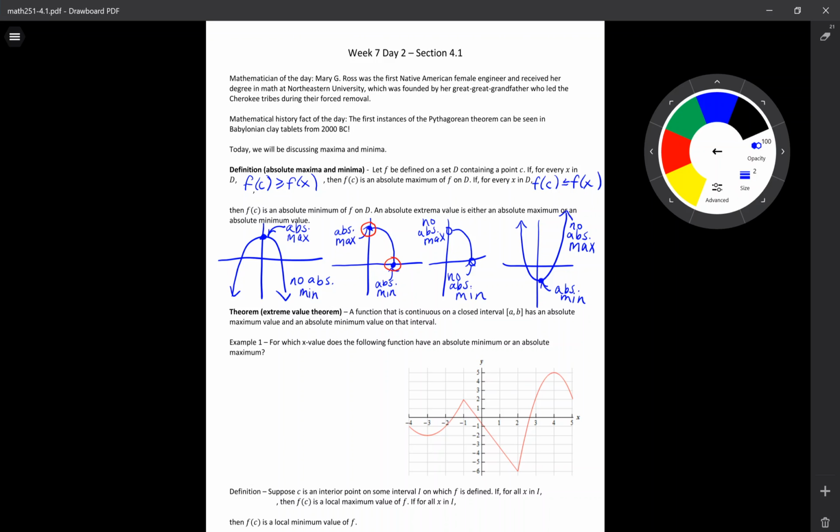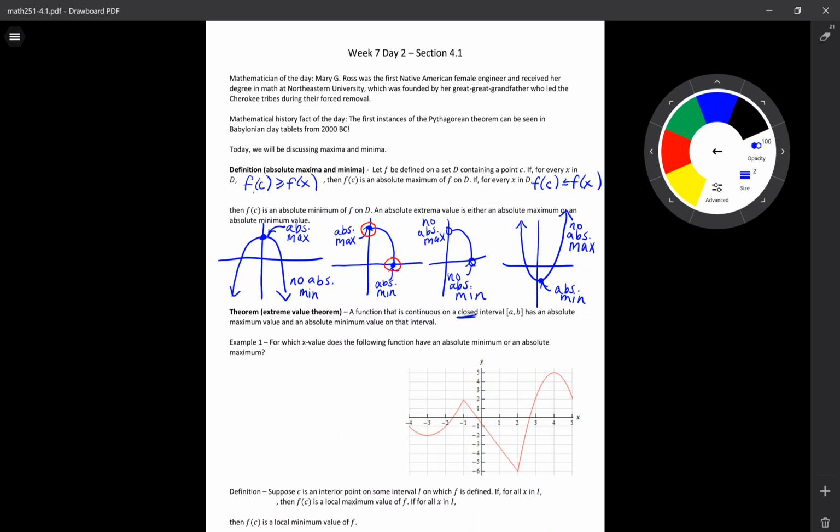All right, next we have a theorem called the extreme value theorem. A function that is continuous on a closed interval, very important that it's closed, that means that I have closed circles on either one of my endpoints. So a function that is continuous on a closed interval from a to b has an absolute maximum value and an absolute minimum value on that interval. So kind of like this graph right here, this graph is continuous and it's a closed interval, right? We have closed circles on either one of those endpoints. So we did have both an absolute maximum and an absolute minimum value on this interval.